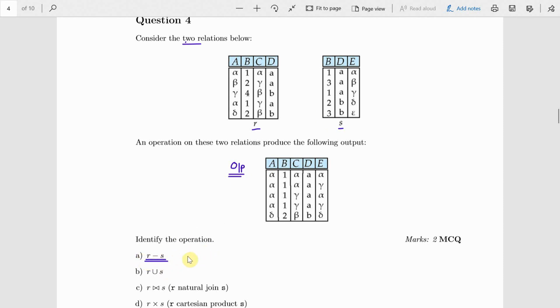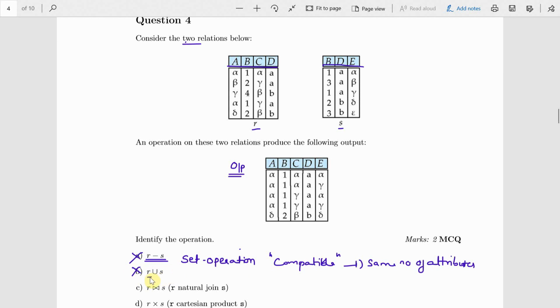Here, as we just discussed, minus is a set operation, because set operations require compatible relations. What is the condition for compatible relations? The first condition is that they should have the same number of attributes. But look at R table and S table. R table has 4 columns, 4 attributes. S has 3 attributes, so it is not union compatible. Because it is not compatible, option A is incorrect, and option B is also incorrect.